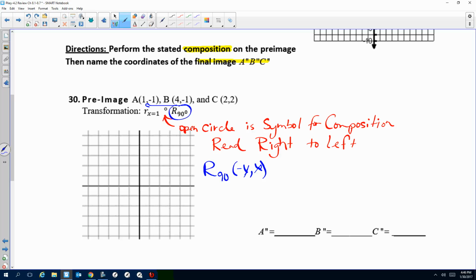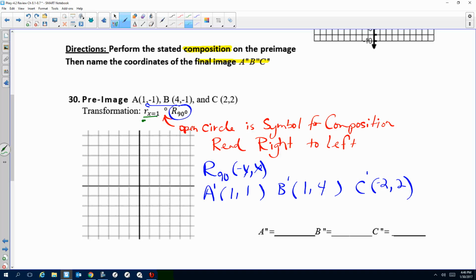So we're going to do that first to each point. Now I'm just going to label these A prime, B prime, and C prime. We're doing the rotation first. Well, we're going to switch and change the y. So this A prime becomes 1, comma 1. Switch and change the y. This becomes 1, comma 4. Switch the order, change the y. This becomes negative 2, comma 2. So that's the one we do first. We're reading it from right to left.